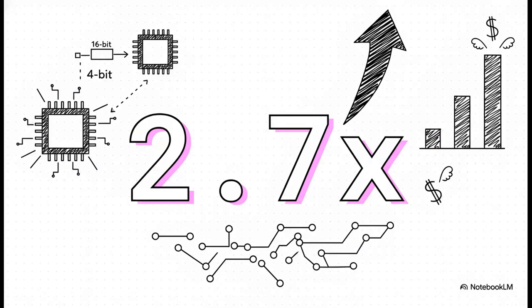And we're not talking about small gains here. This is huge. If you look at benchmarks on a top-of-the-line NVIDIA H100 GPU, a 4-bit model can be up to 2.7 times faster than its 16-bit version. I mean, that's not a minor tweak. That is a complete game changer for your throughput and your costs.